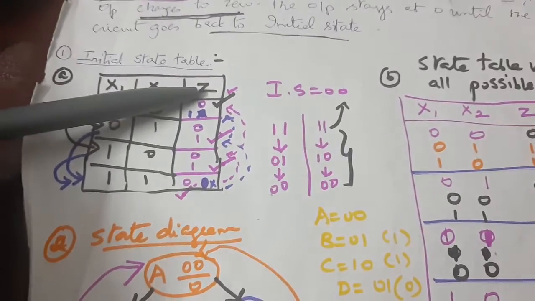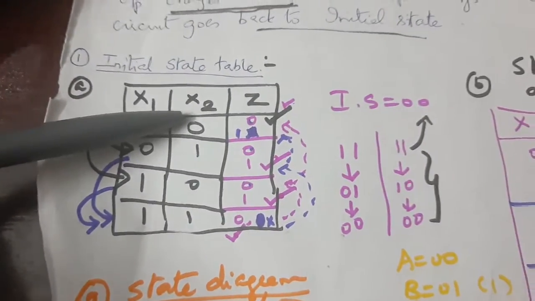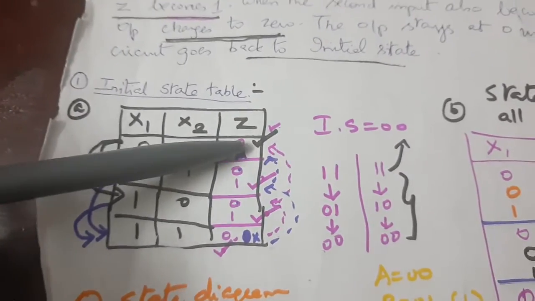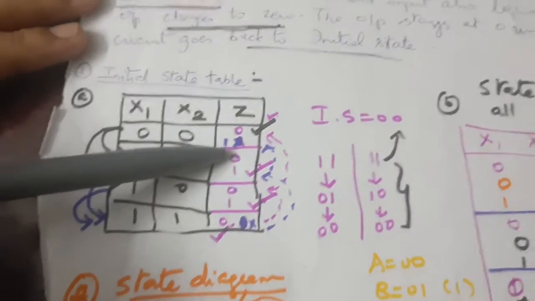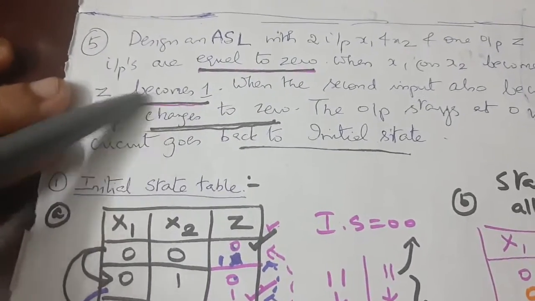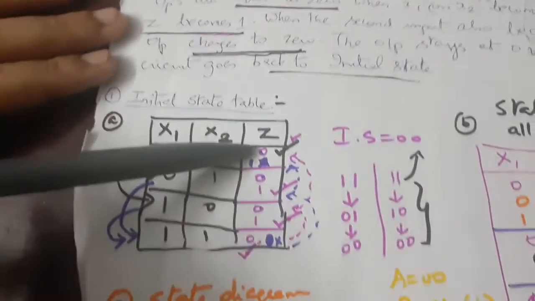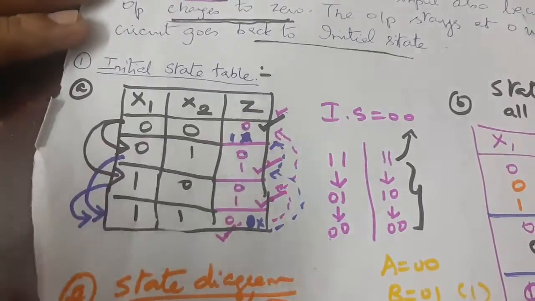So initially what will happen? The two inputs are equal to 0, therefore the output is 0. Therefore, I have made a tick mark. 1 you cannot have because the problem statement says it becomes 1 only later. Therefore, it should be 0 only. In the second condition, it is becoming 1, but for the initial condition it is 0. 1 is crossed. It is not possible.